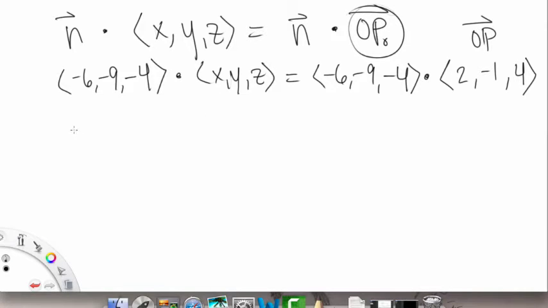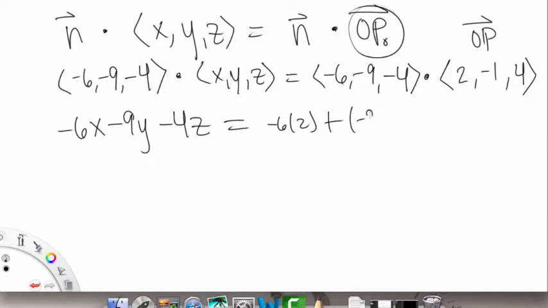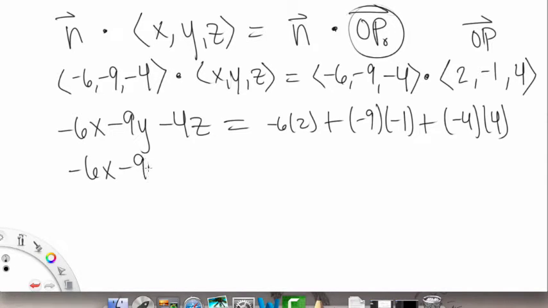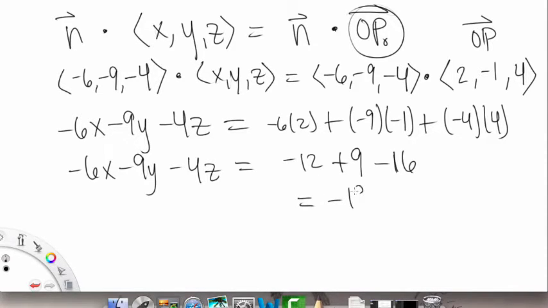Okay, so on the left side, all we have is -6x minus 9y minus 4z. And that's going to be equal to -6 times 2. I'll just write it out. -6 times 2 plus -9 times -1 plus -4 times 4. All right? So then this on the left just stays the same for now. Minus 4z is equal to -12 plus 9, so that's a -3, minus 16. Okay, so -3 and minus 16 is a -19.